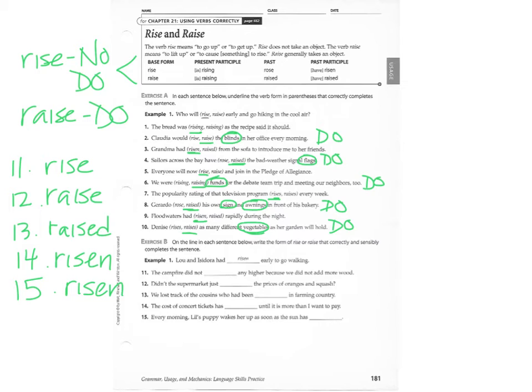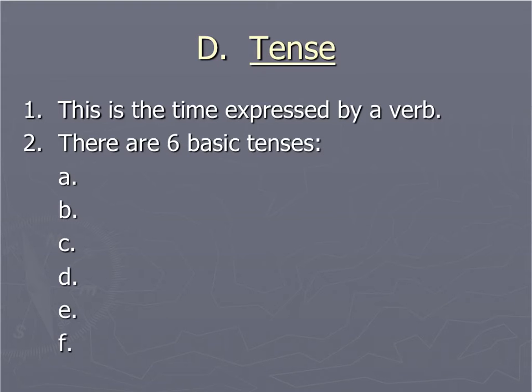Okay, so those are all the answers to the Do Now worksheet. Okay. And today, the main part of the lesson is going to deal with verb tense. So hopefully you'll have your notes somewhere, all right? And we have a bunch of different verb tenses. A tense is the time expressed by a verb. And there are 6 basic tenses. We have the present, we have the past, and we have the future.